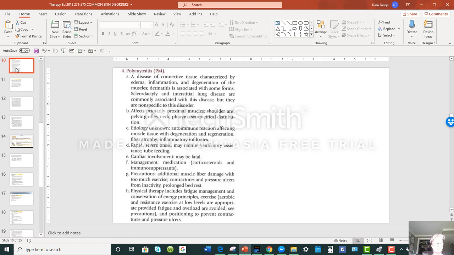Physical therapy includes fatigue management and conservation of energy principles. Exercise: aerobic and resistance exercise at low levels are appropriate, provided fatigue and overload are avoided. See precautions. And positioning to prevent contractures and pressure ulcers.